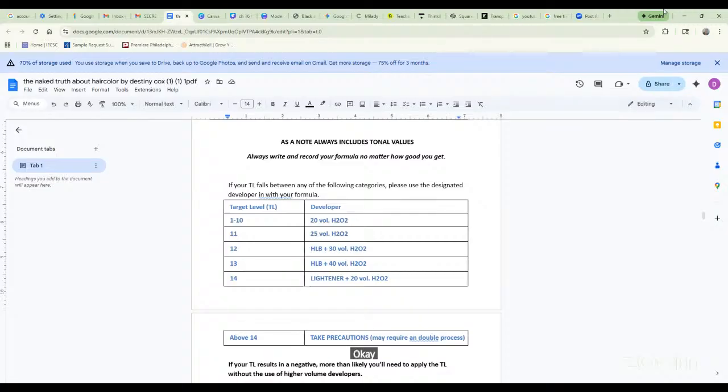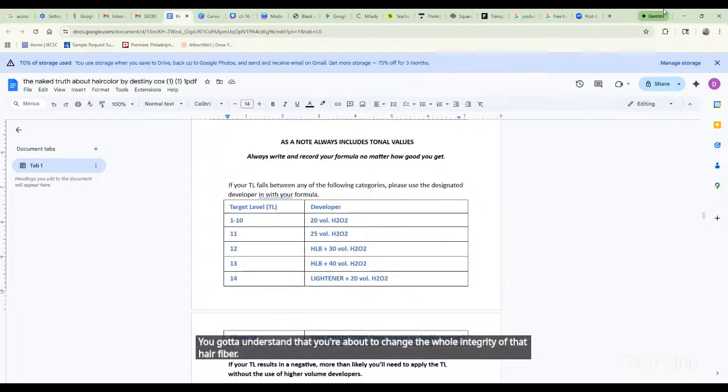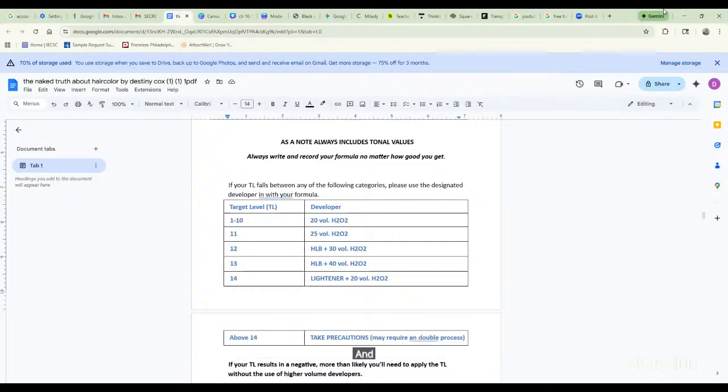Okay, and you have to destroy. Okay, so you have to cut things off. That's why when it's time to talk about lighteners, it's not as easy as mix this, mix that, and boom, put it on. You've got to understand that you're about to change the whole integrity of that hair fiber. And it's good to use the lighteners. I love lighteners, okay? But I use them responsibly.